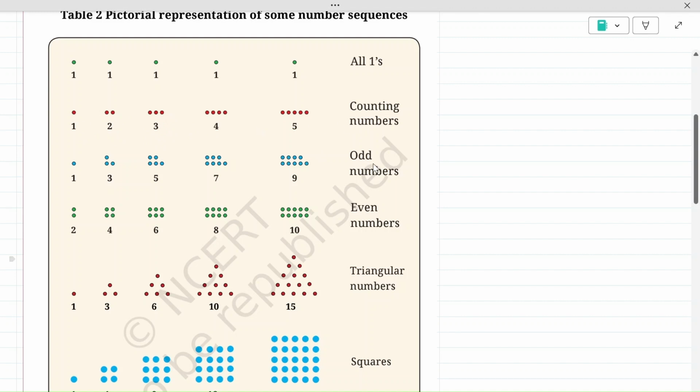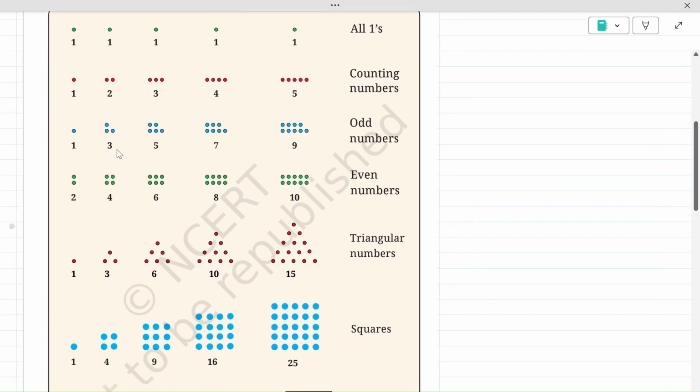Next, we have the odd number sequence. As we learned, the odd number sequence is the one which starts from 1, and to get the next number, we have to add 2 to the previous number. So 1 plus 2 is 3, 3 plus 2 is 5 and so on. Here these are represented using these blue dots. 1 with 1 dot, 3 with 3 dots, then 5 dots, 7 dots and so on.